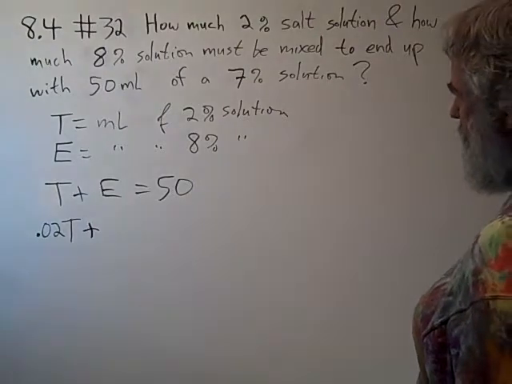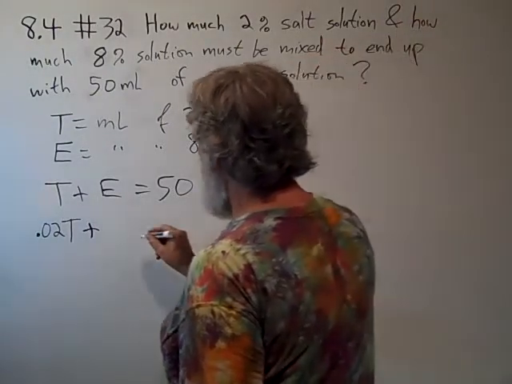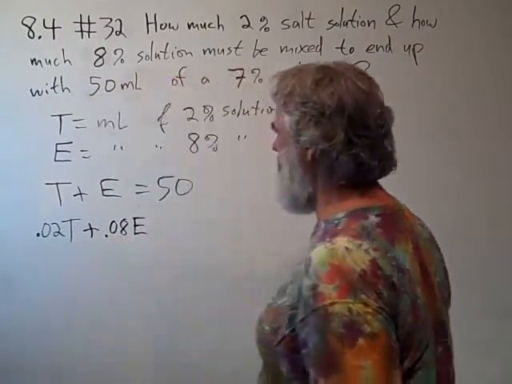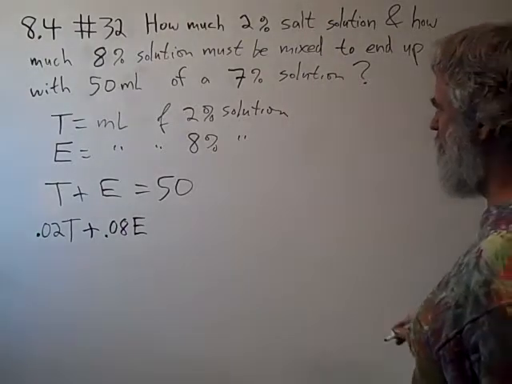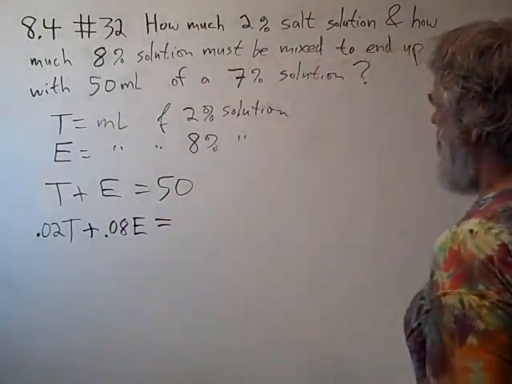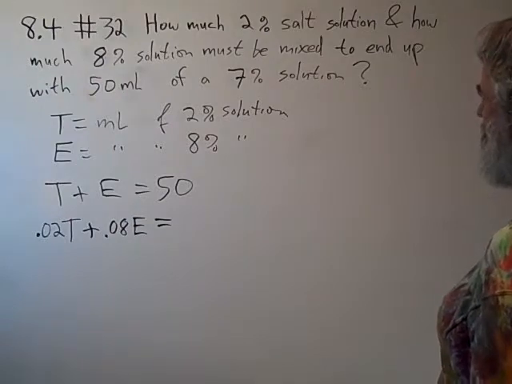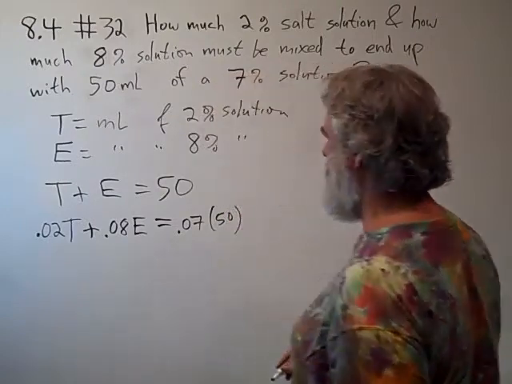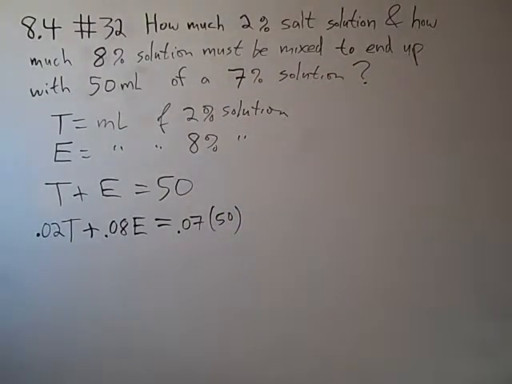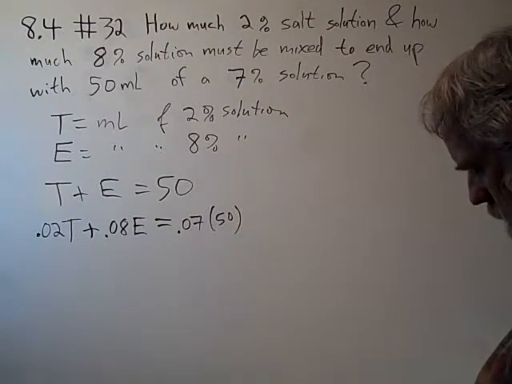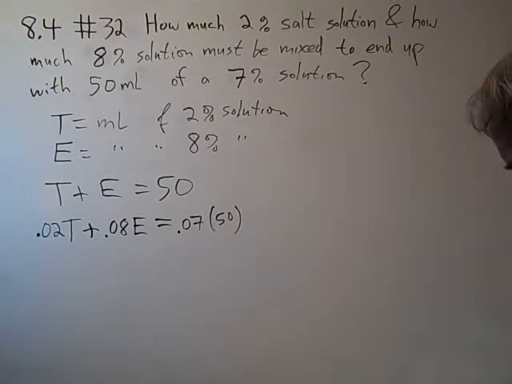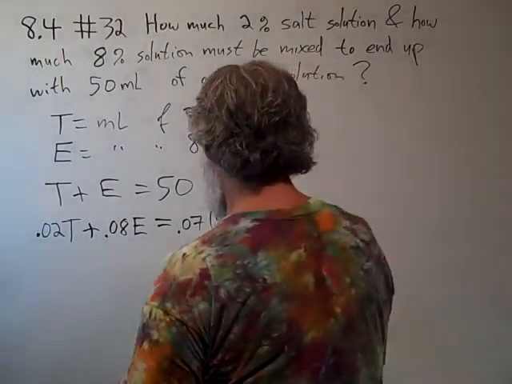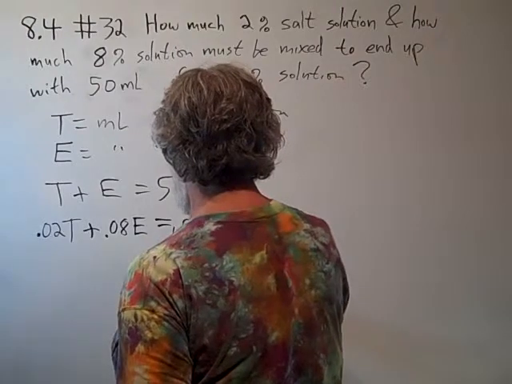There's E milliliters of 8% solution, so 8% of it is salt. So 0.08 times E is how much of that is salt. On the other side, we have 50 milliliters, and we want it to be 7% salt, so 0.07 times 50 is on the right side. And 0.07 times 50 is 3.5.